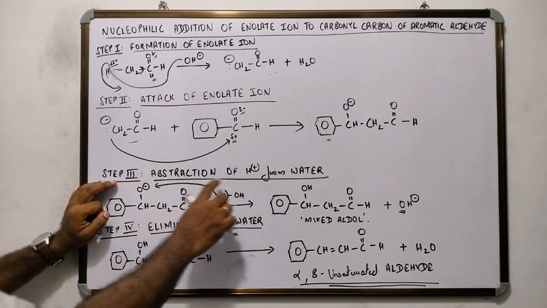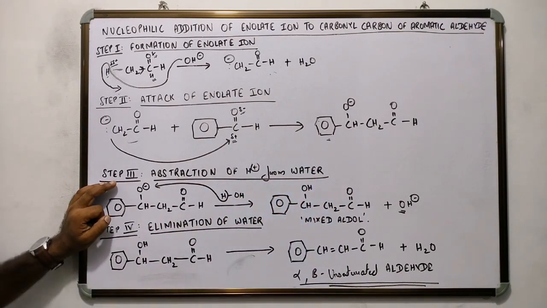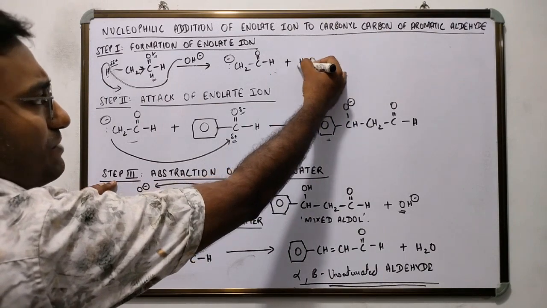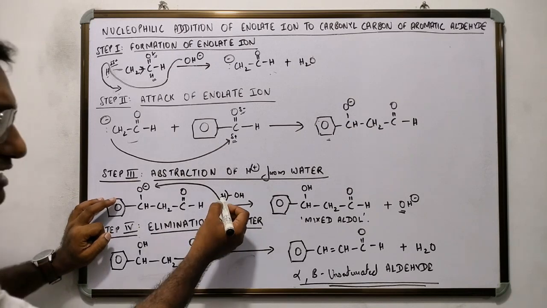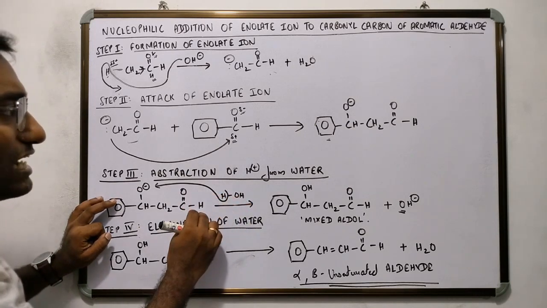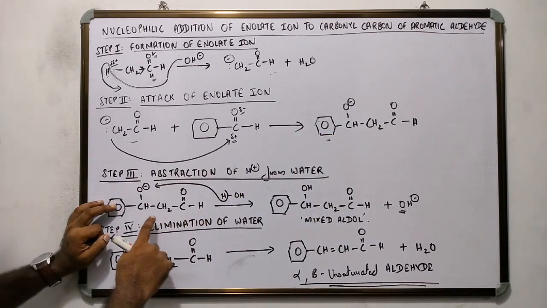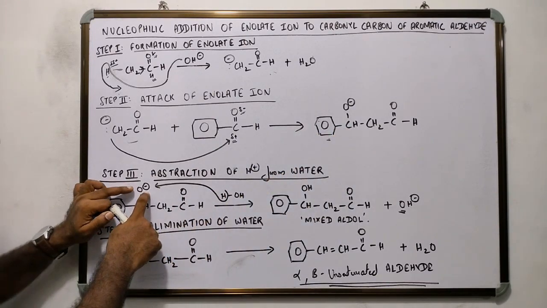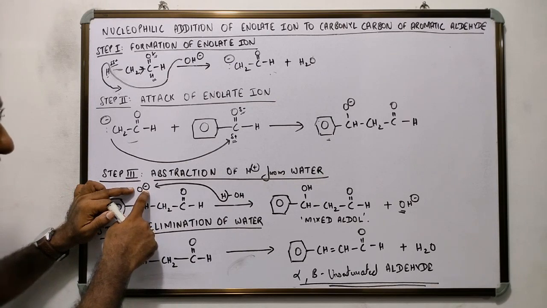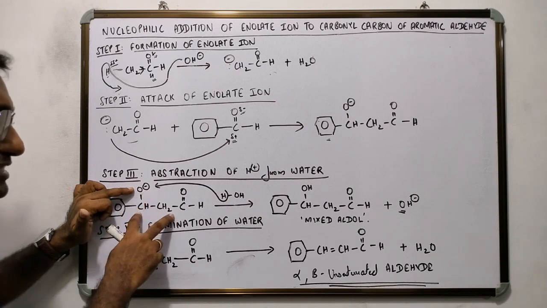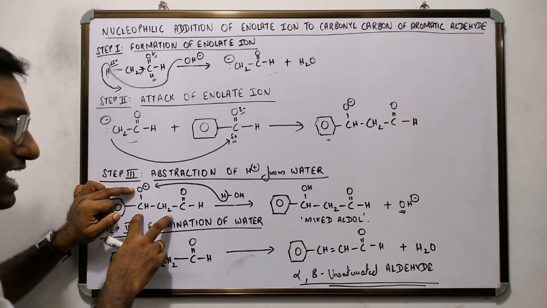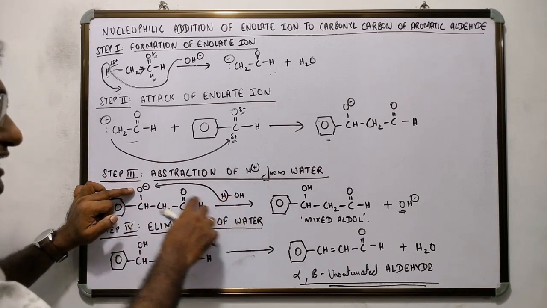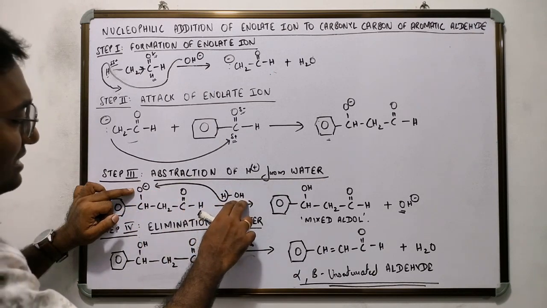Step number 3. Abstraction of proton from water. The water that is released in step number 1 is amphiprotic in nature. That means it acts as an acid when it encounters a strong base like this. This is a base because there is availability of electron, and because of this availability it can accept H plus. Because this compound can accept an H plus, it is a Lowry-Bronsted base, and because the H2O can donate an H plus, it's a Lowry-Bronsted acid.